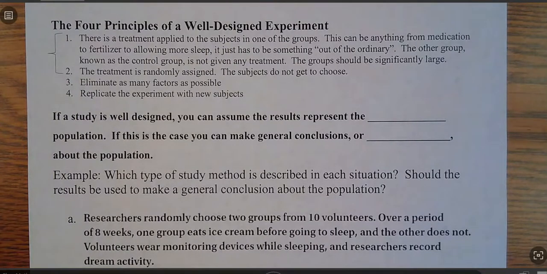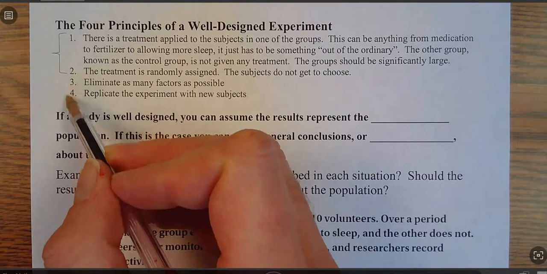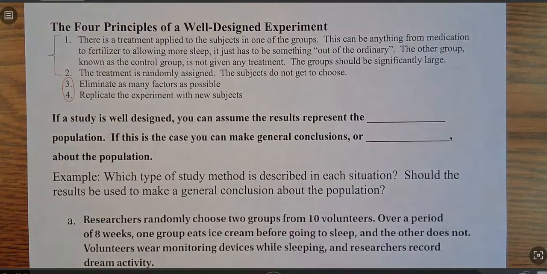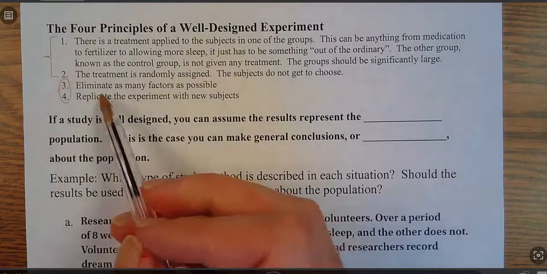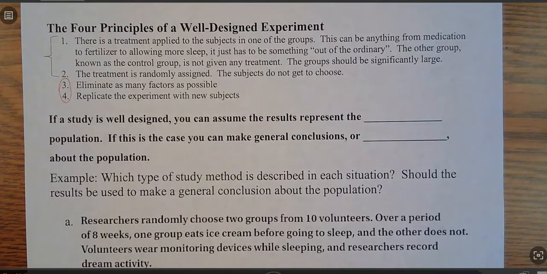There's basically 4 principles. Two of them we need to know. The number 3 and 4, I put them down just so you know them. Like, you probably thought, what about this? Why wouldn't we want to eliminate as many factors as possible? Well, you do, but we're going to study the 2 we're going to be quizzing you on and assessing you on, the first 2.